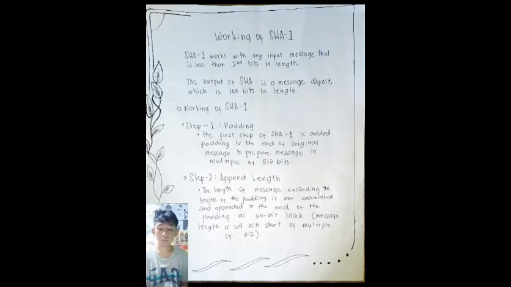Working of SHA-1. Step 1: Padding. The first step of SHA-1 is to add padding to the end of the original message to prepare the message in multiples of 512 bits. Step 2: Append length. The length of the message, excluding the length of the padding, is now calculated and appended to the end of the padding as 64-bit blocks. Message length is 64 bits short of a multiple of 512.